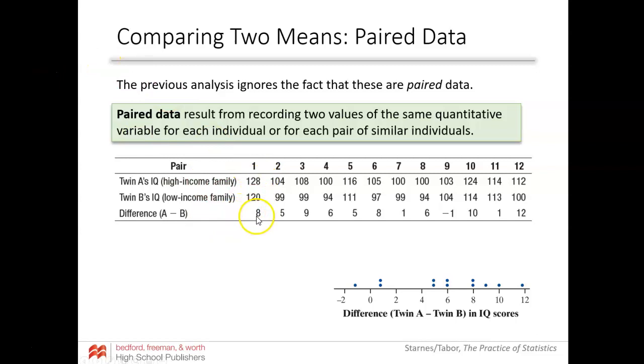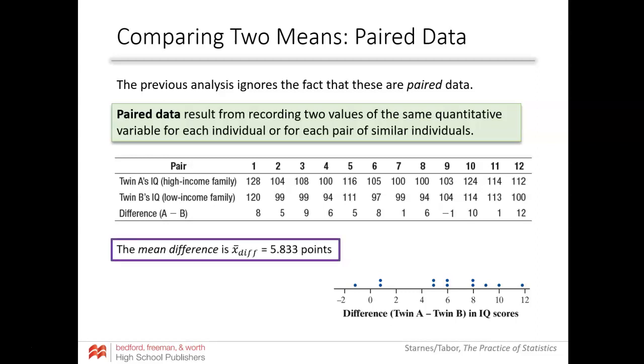Then we're going to compare the difference in twin A minus B for IQ score, and we're going to do that for every single pair of twins. That's the distribution that we're curious about. So we're not going to keep them separated anymore. We're going to put these distributions together by subtracting twin A minus twin B for IQ score.